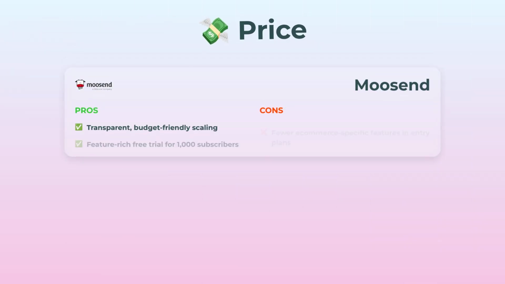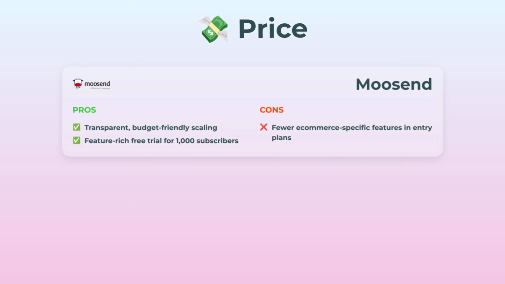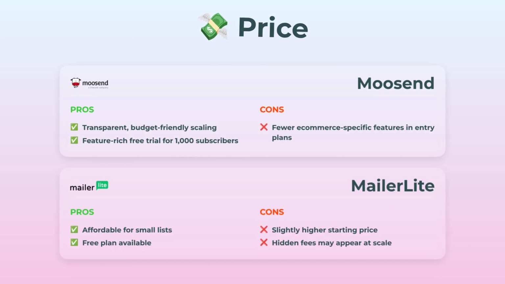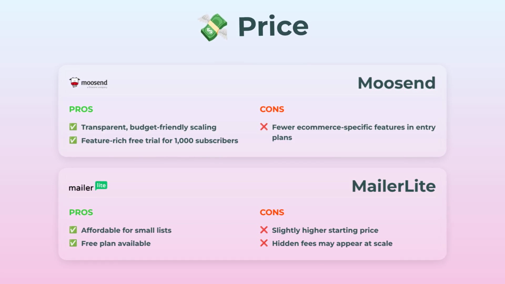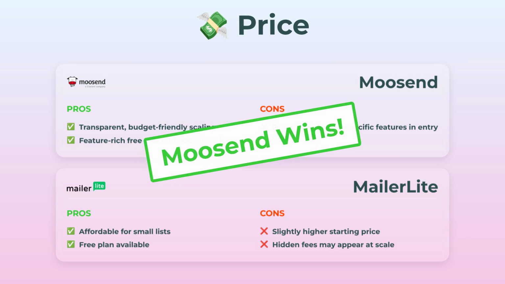Kicking off with price. So, Moosend, it's honestly super transparent. The scaling is budget-friendly, and you get a feature-packed free trial for up to 1,000 subscribers, which is ridiculously generous. But just a heads up, they do hold back a few e-commerce perks unless you go up a tier. Now, MailerLite, it's super affordable if your list is small, and they've got a free plan, which is nice. Here's the catch. Their starting price is a tad steeper, and some fees sort of sneak up on you as you grow. At the end of the day, Moosend really walks away with the win here. Honestly, the value is just stronger.